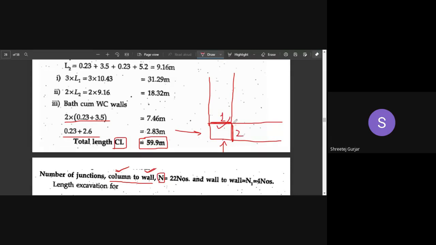So this way you have to calculate the number of column faces which are in contact with walls. One more example I will tell you. If there is one more wall over here, we need to consider this face also.